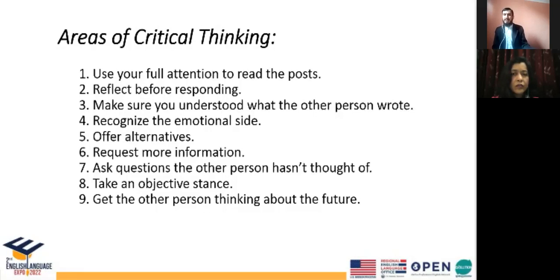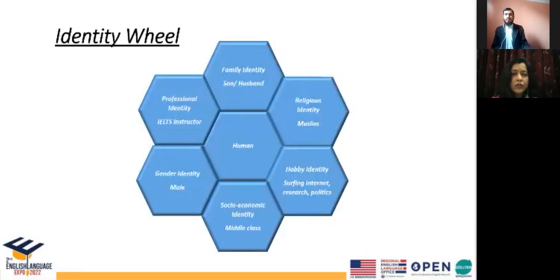If we critically analyze any situation and then respond to it, then interact with it, we will not face any challenges. Like this identity wheel. If you pay attention to this identity wheel, every human being has different situations in their lives. For instance, we have our family identity, our religious identity, our professional identity, gender identity, and our socio-economic identity, etc.